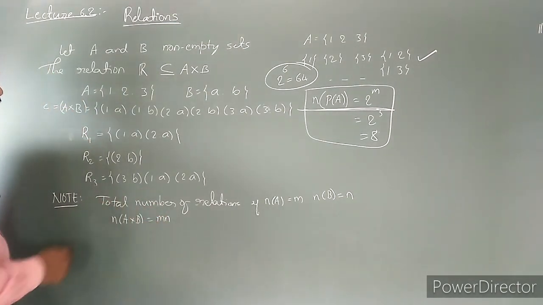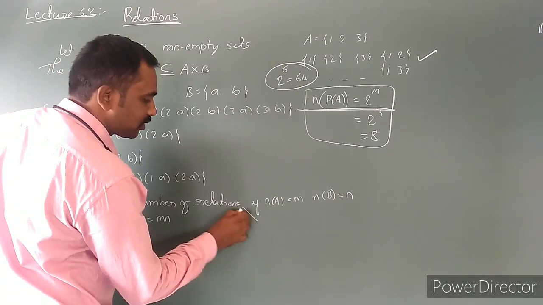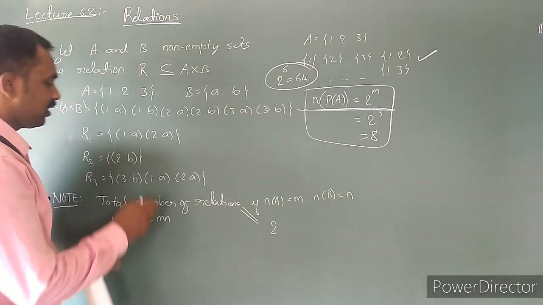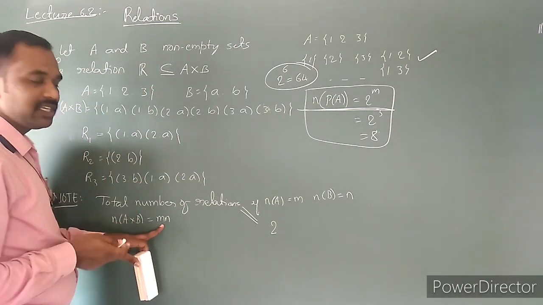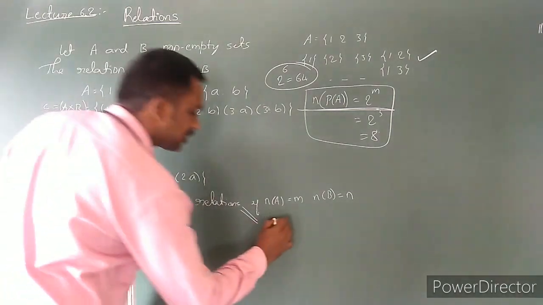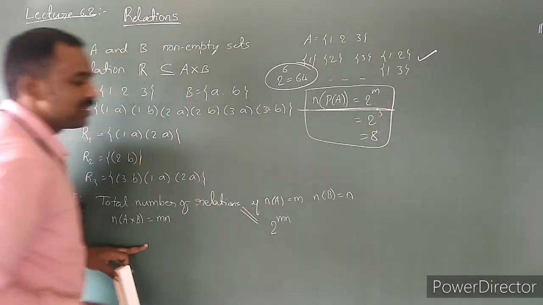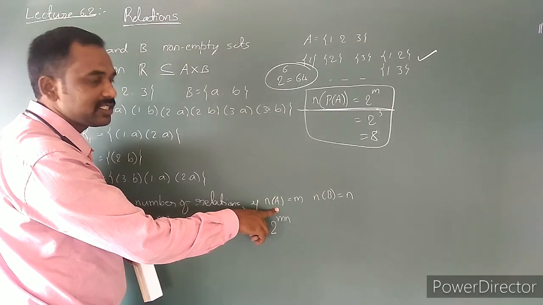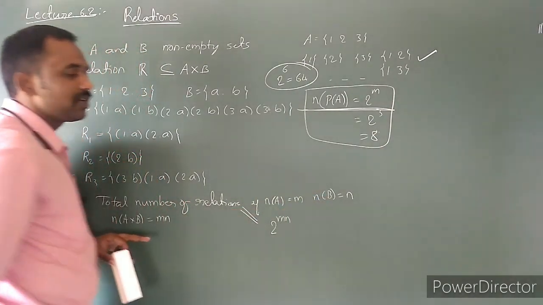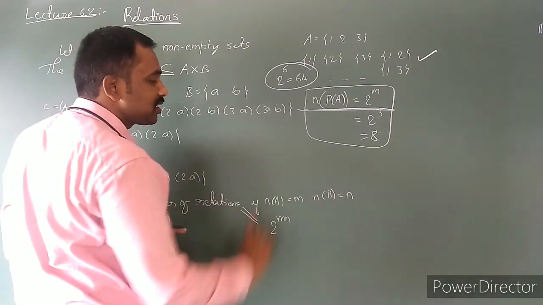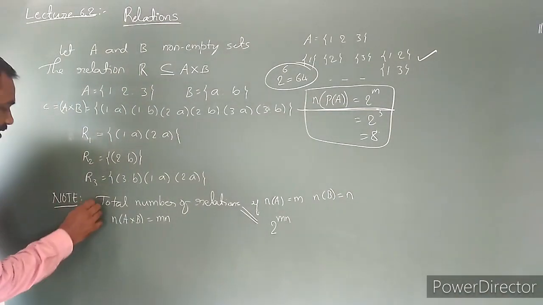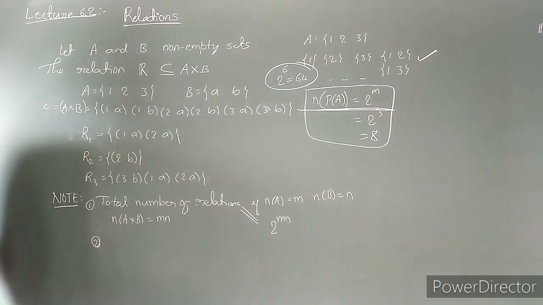Now I need to get the total number of relations. What is the total number of relations? Total number of relations is equal to 2 power the number of elements present in A cross B. That is nothing but 2 power mn, where m denotes the number of elements present in set A, and n denotes the number of elements present in set B. So this is the first note, now the second note.